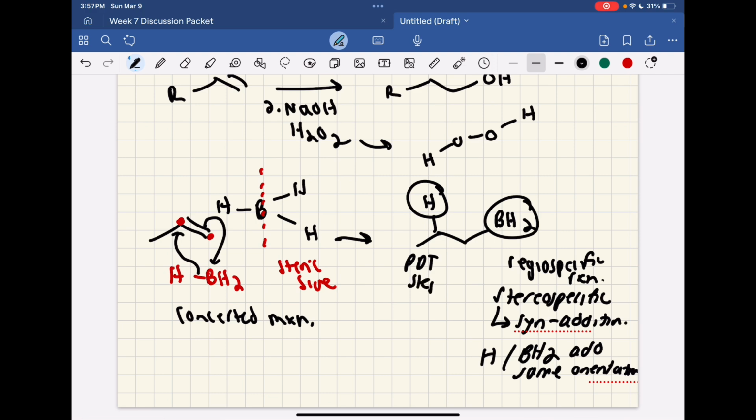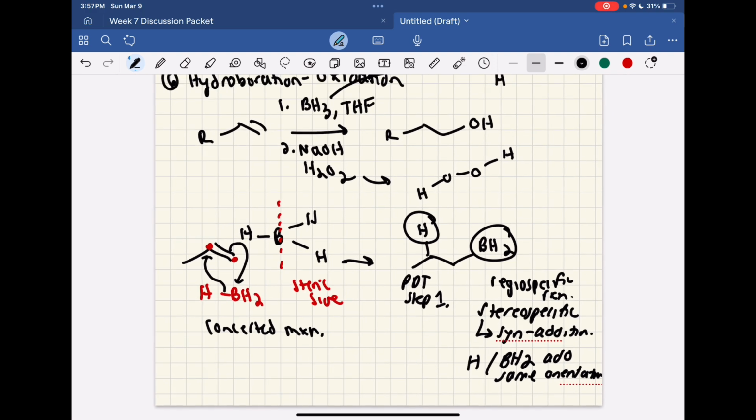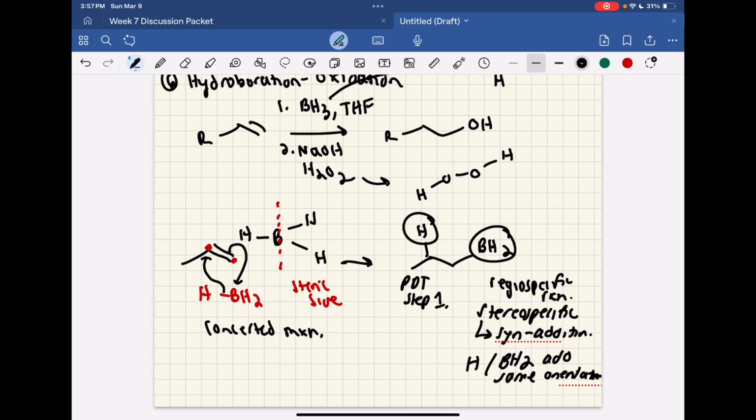Now, in terms of step 2, the mechanism isn't totally covered, but you can imagine there is a source of OH, so it would just displace the BH2. We don't teach that mechanism, but you can just imagine the BH2 goes away, and if we're comparing this to the starting material, we have anti-Markovnikov alcohol addition with no rearrangements because there are no carbocations. So that is hydroboration, oxidation.